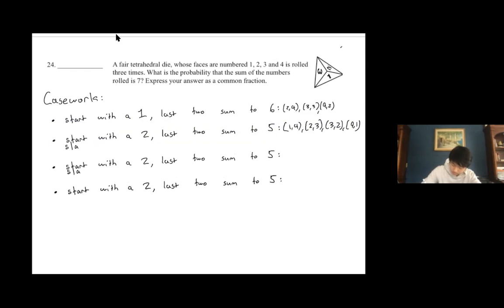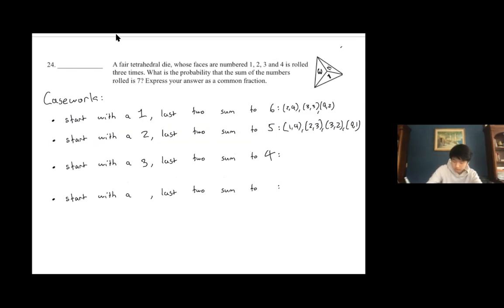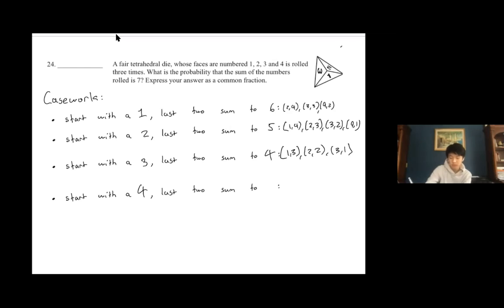Now, what happens if we start with a 3 or a 4? So if we start with a 3, then the last 2 have to sum to a 4 because the total sum is 7. And how many ways can we get to 4? Well, it's 1 and 3, or 2 and 2, or 3 and 1. And by now, you should probably be able to tell what we're going to do next. We see what happens if we start with a 4, then the last 2 sum to 3, and this is doable as 1, 2, or 2, 1.